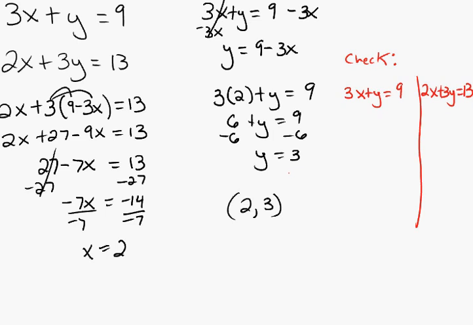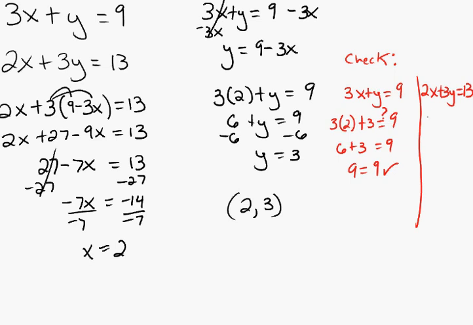Where there's an x, I'm going to put a 2, and where there's a y, I'm going to put a 3. So I'm going to do 3 times 2 plus 3, and I'm checking to see, does that equal 9? 3 times 2 is 6 plus 3, and that in fact does equal 9. We get 9 equals 9. So it works for that equation.